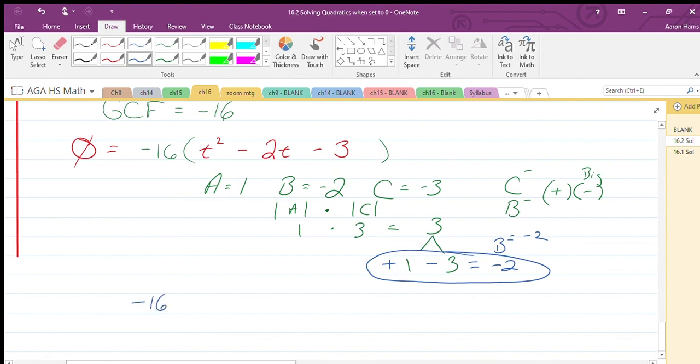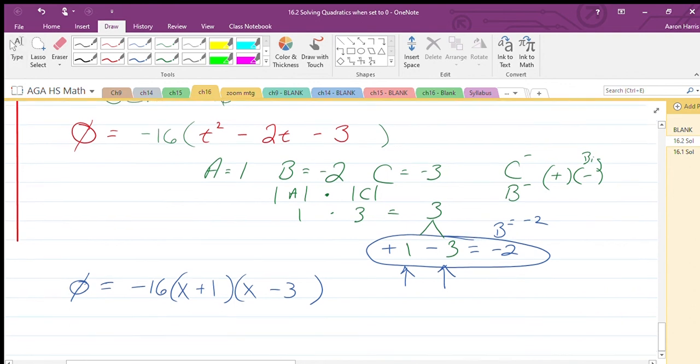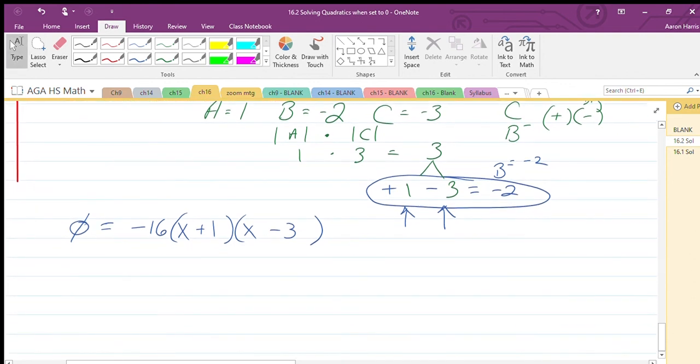So now I can rewrite this as what? Negative 16. Don't forget it. And now, instead of writing the quadratic, I'm going to write the factor form in binomials, correct? So t goes in the first term. Now I use what? Positive 1, and a negative 3. Look at that. Man, oh man. All of that is simplified. That's as simplified as it can get.